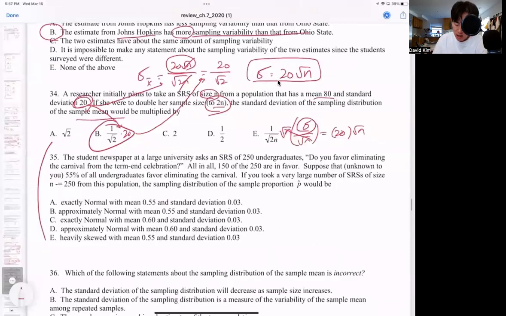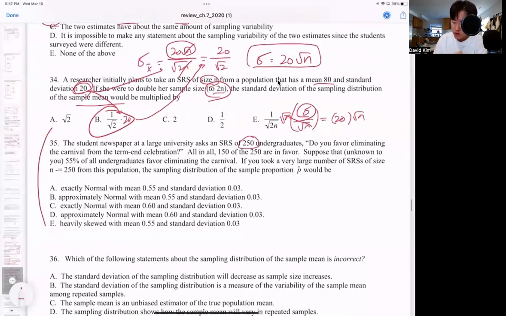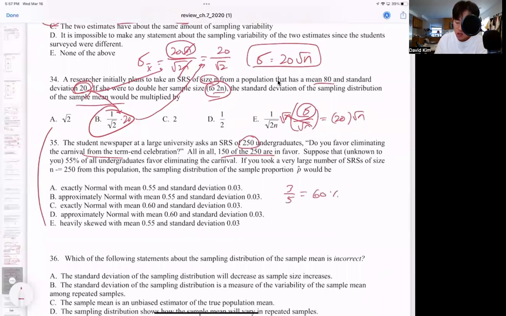We have a, what is it? Sample size 250. Do you favor eliminating the carnival from the term end celebration? 150 of the 250 are in favor. So what is that? 3 out of 5, so that's about 60%. Suppose that unknown to you, 55% of all undergraduates favor eliminating the carnival. So that 55% means that's your p. This is your sample proportion.